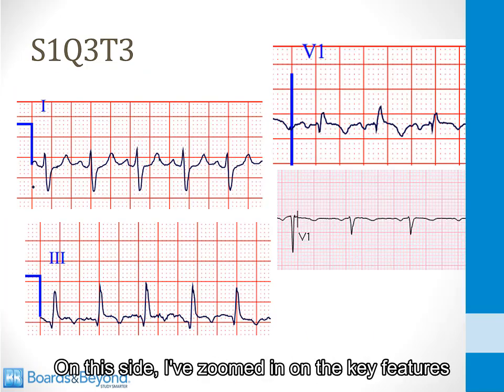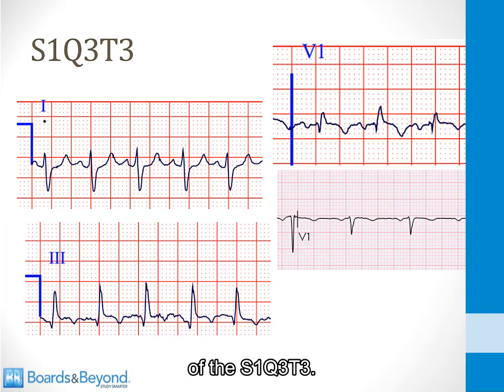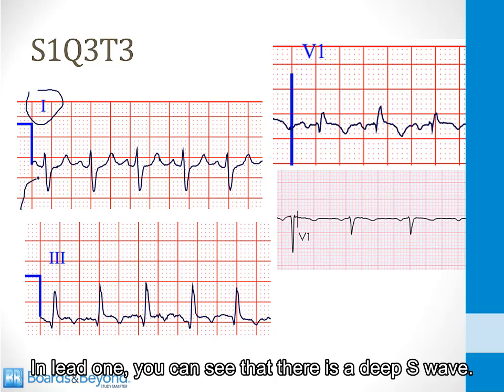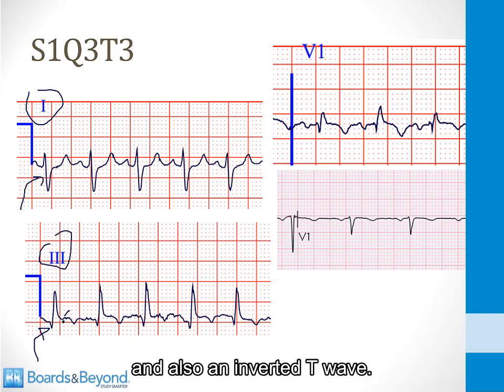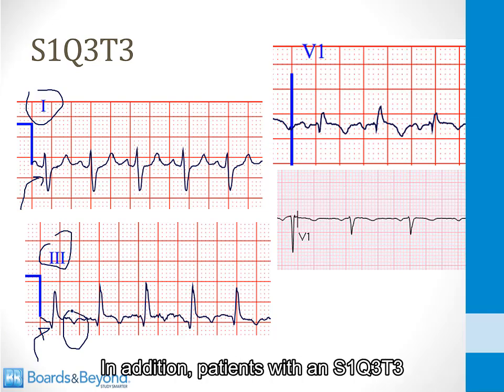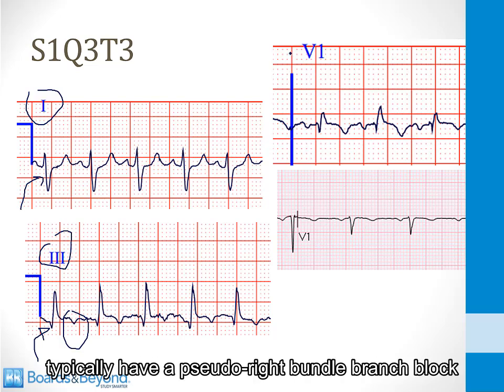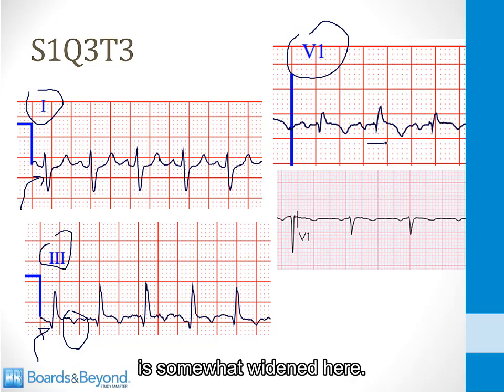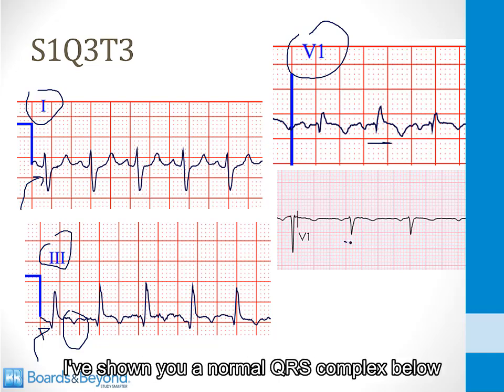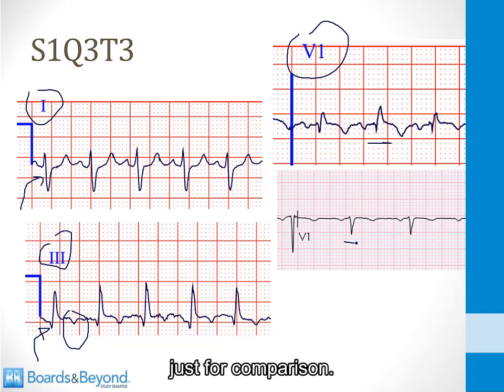On this slide, I've zoomed in on the key features of the S1Q3T3. In lead 1, you can see that there is a deep S wave. In lead 3, you can see that there is a Q wave and also an inverted T wave. In addition, patients with an S1Q3T3 typically have a pseudo-right bundle branch block in lead V1. You can see that the QRS complex in lead V1 is somewhat widened here. I've shown you a normal QRS complex below just for comparison.